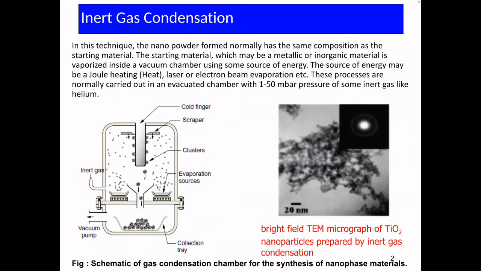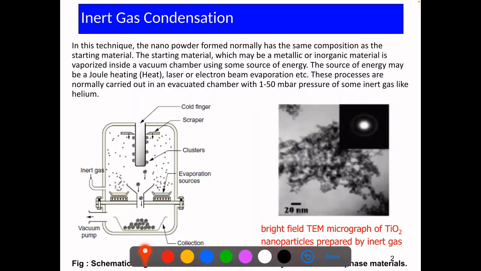The first one is called the inert gas condensation. And the whole thing here is happening in an inert gas atmosphere, okay? Here, this is my inert gas inlet. In this technique, the nanopowder formed normally has the same composition as the starting material. So there is no reaction here, okay? You just vaporize and then condense it.